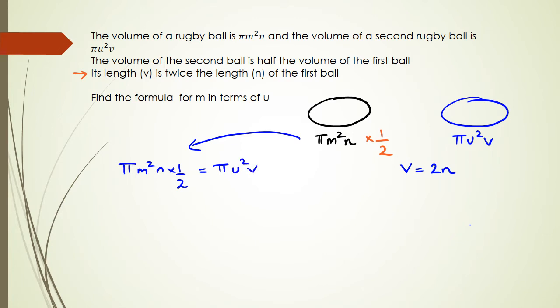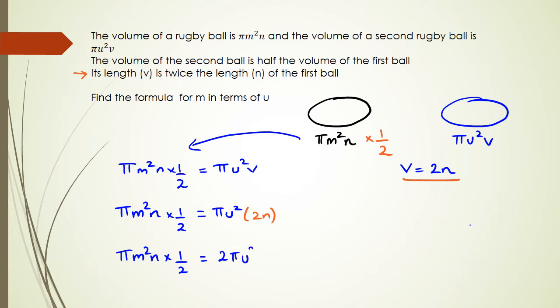But here's the thing, we know that v is equal to 2n, so I can replace that in the next line. I'm going to write pi m squared n multiplied by half equals pi u squared, and instead of v I'm going to write 2n. Now expanding the brackets, I should end up with, on this side I'm doing nothing yet, pi m squared n times half equals 2 pi u squared n. Okay, so now it's just a matter of rearranging things, and then let's see what happens.